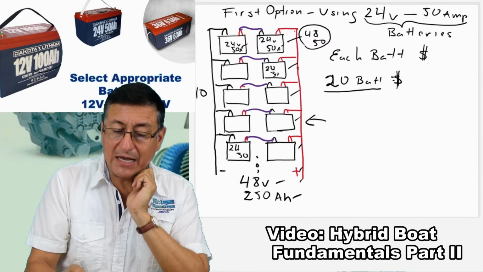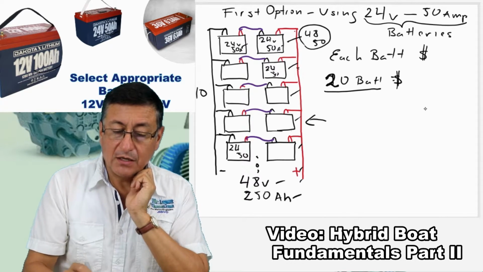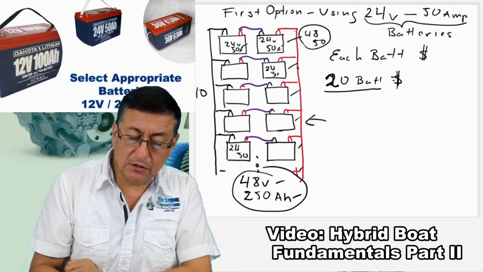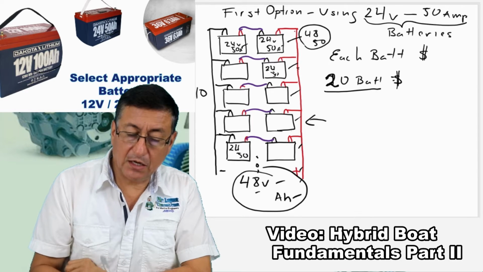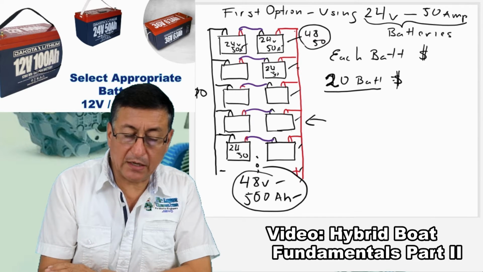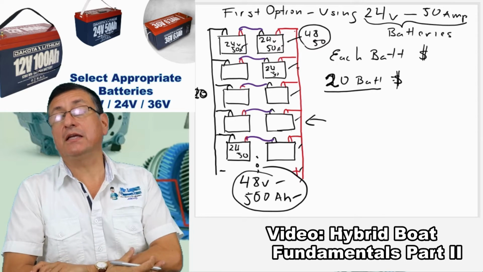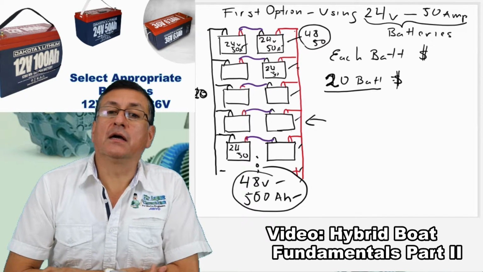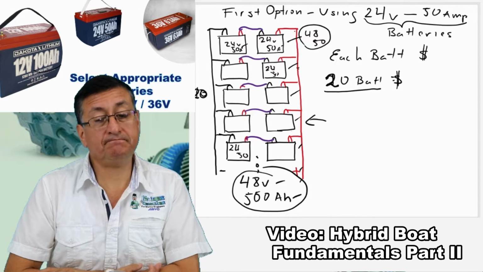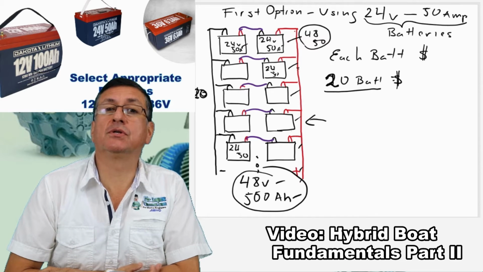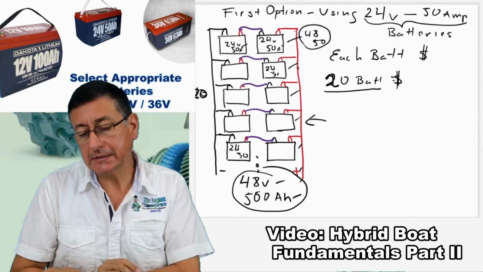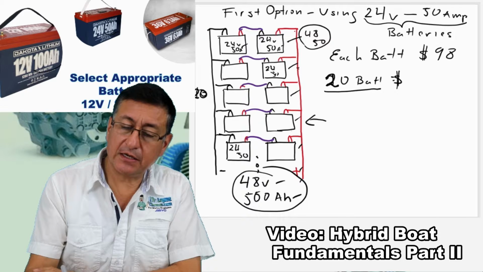groups. In total I need 20 batteries in order to get 48 volts, 500 amps. I need 20 batteries of 24 volts, 50 amps each one. It's a lot of money. For example, I am going to take the decision with the lithium batteries. How much is the price of each battery? Each battery is around $980.